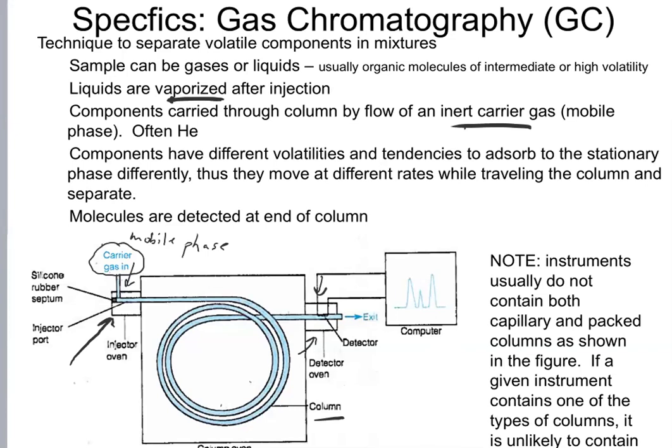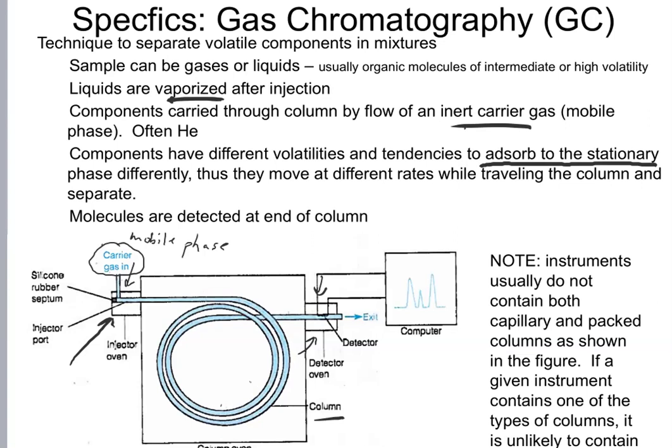Now, because different components will have differing volatilities, different tendencies to pass into the gas phase, and also different tendencies to absorb to the stationary phase material, they will move at different rates through this column. They won't all move the same. Some will be retained by the stationary phase, some won't. At a particular temperature, if we don't have the temperature too high, some of our molecules may be slowed down because they might condense a little bit more than other molecules. So we can achieve separation.